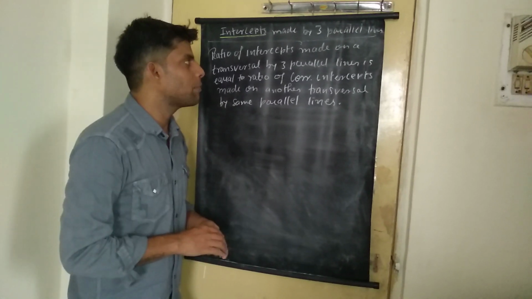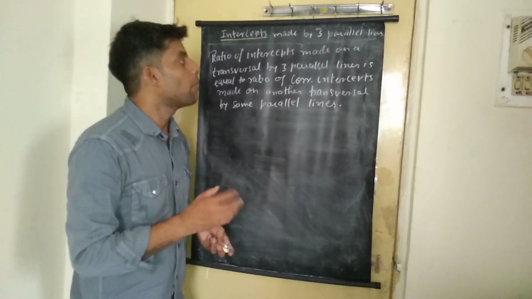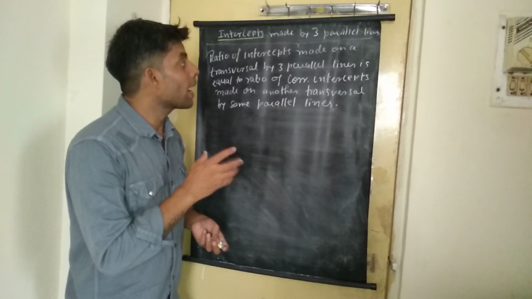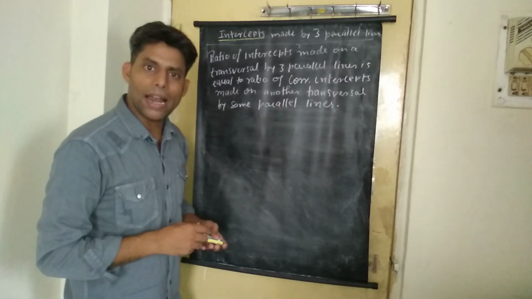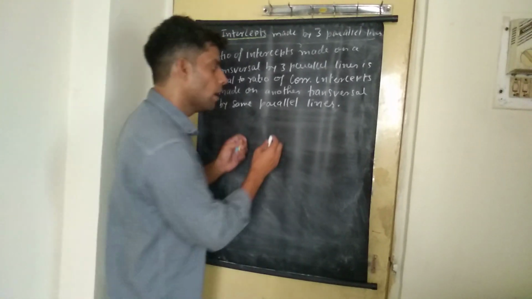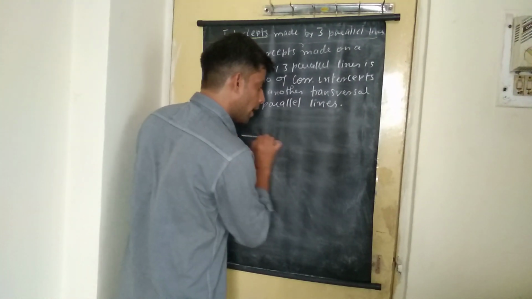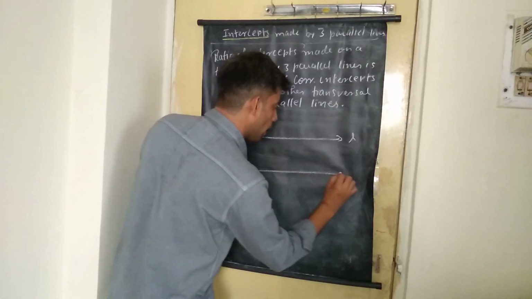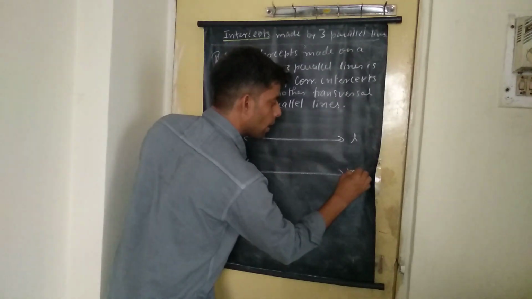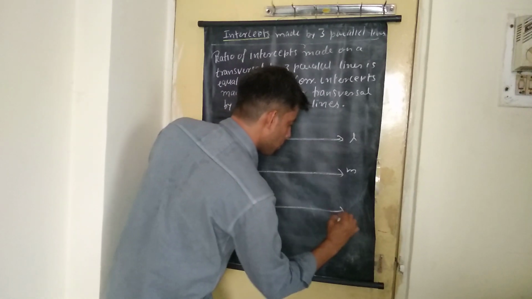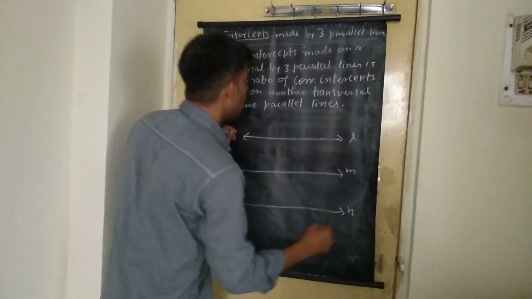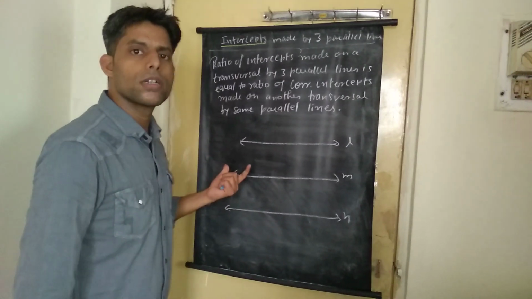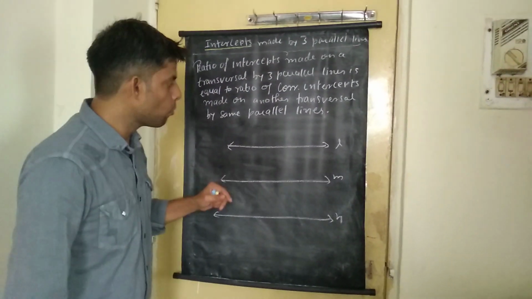Now if you see the statement, it's a very lengthy statement, but we will do it by breaking it into fragments. Now again and again we are coming across the words three parallel lines. So first of all let us have parallel lines. So I draw here line L parallel to line M parallel to line N. Now students, the other word they are talking about again is what? Transversal. A transversal is a line which intersects two or more lines.